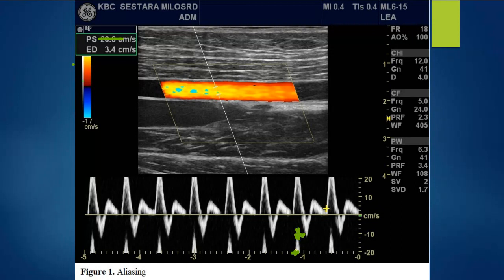So of course, 30 is greater than 20, right? Our Nyquist limit is set at 20 for our velocity. This waveform is coming in at a faster velocity than that. So it's going to be wrapping around and appearing at the bottom.